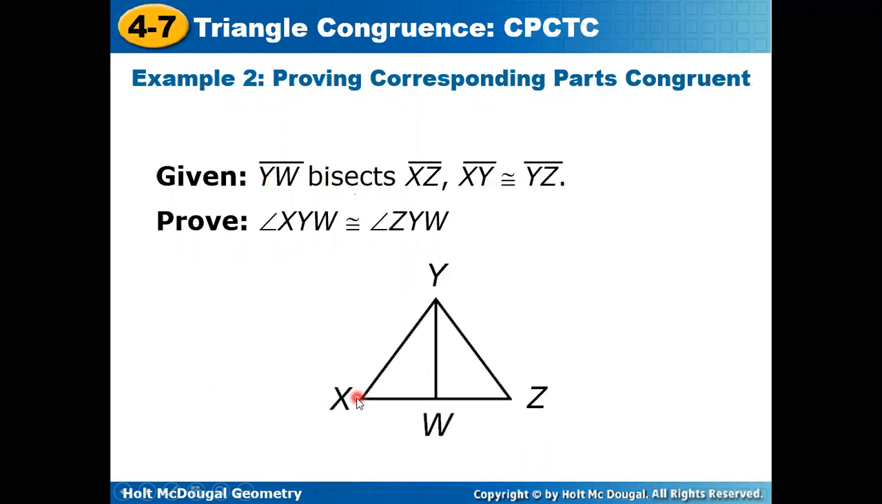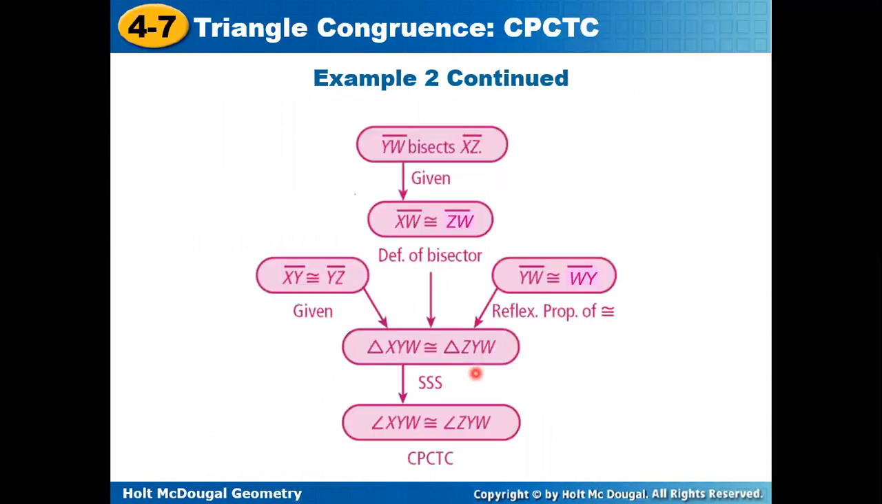And also XY is congruent to YZ. This is given. And the side YW is congruent to itself, congruent to YW also. So the two triangles now are congruent because we know that the three sides of the first are congruent to the three sides of the second.